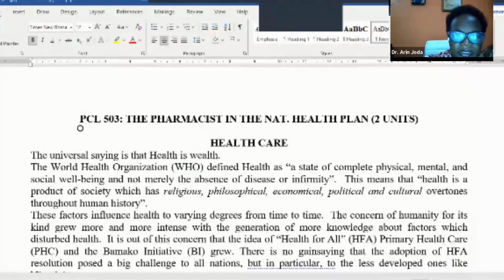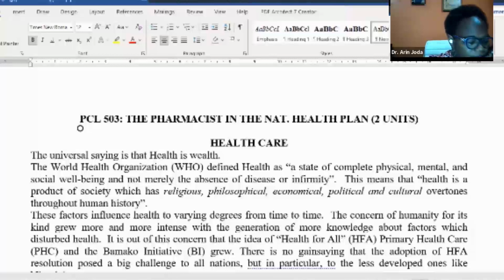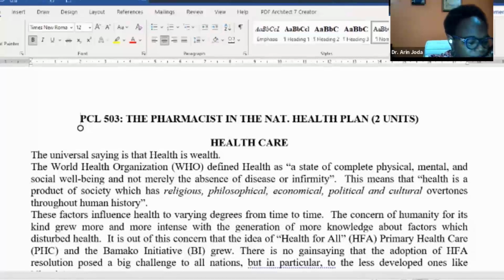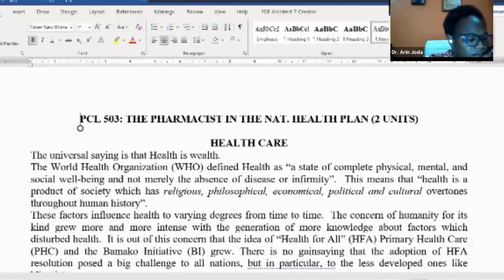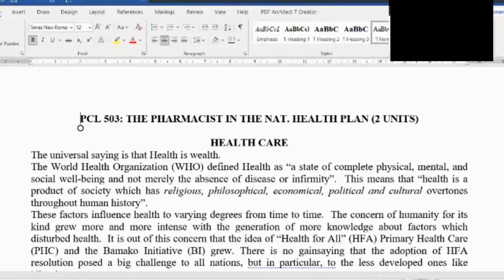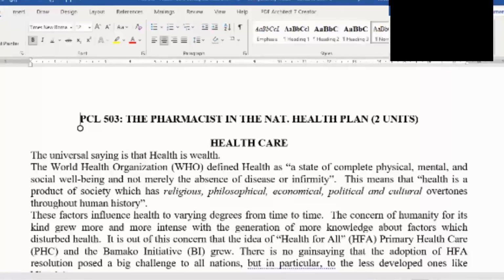Oyeni is raising his hand. Unmute yourself. Go ahead. Good morning, ma. Good morning. I wanted to ask, is there any means of quality assurance in primary healthcare? Like how do they measure the quality of services that they render? Is there any indicator or a team that assesses what they do or something like that?